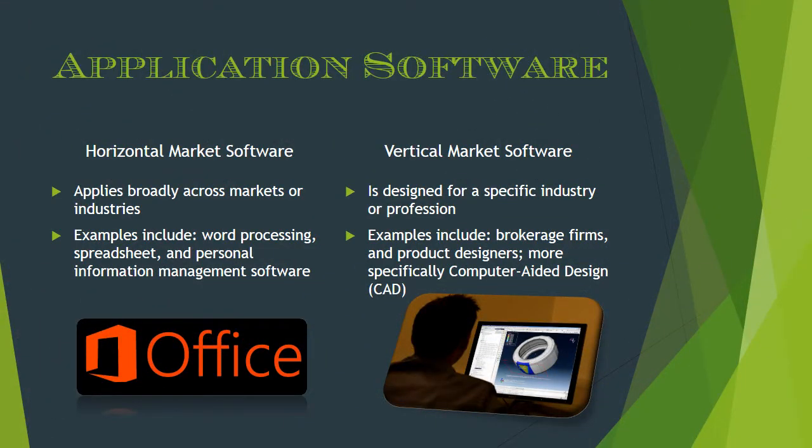Application software. Application software is software that helps users perform a desired task. It is broken down into two parts: horizontal market software and vertical market software. Horizontal market software applies broadly across markets or industries. Examples include word processing, spreadsheet, and personal information management software.